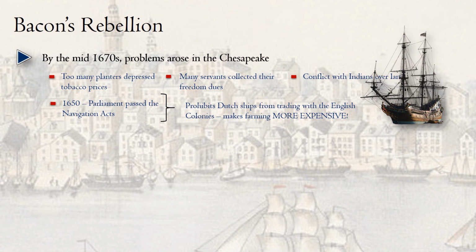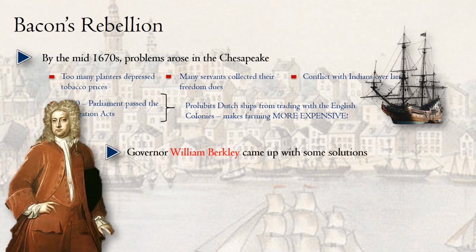And now here's Parliament raising the price on your farming equipment. So this is really going to cut into your bottom line. So the governor, William Berkeley, he's the governor of Virginia. He says, all right, look, I've got some solutions. And he presents these solutions to the House of Burgesses. He says, why don't we do this? Let's raise property taxes on newly purchased land.